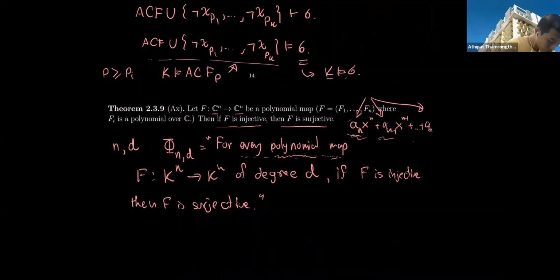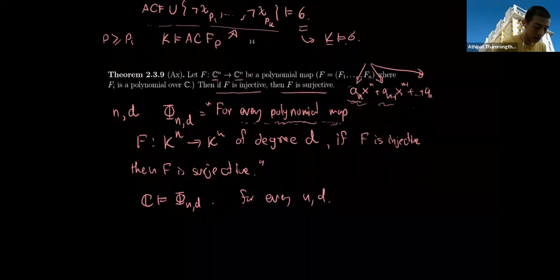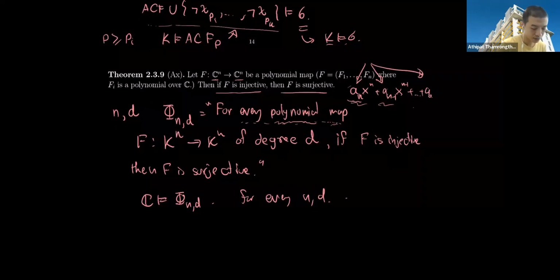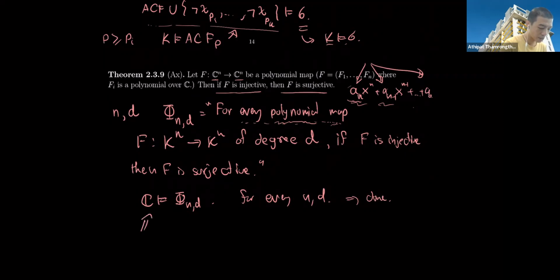Now if you can show that C satisfies phi_{n,d} for every n and d, then you're going to get this result. If we have this, then we're done. So the question is, how can we get this?